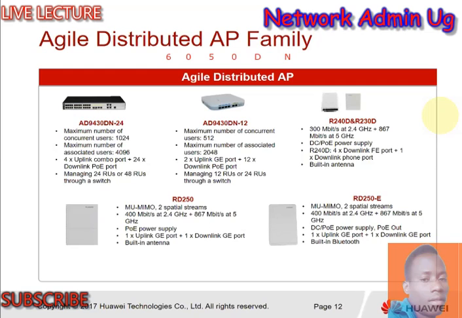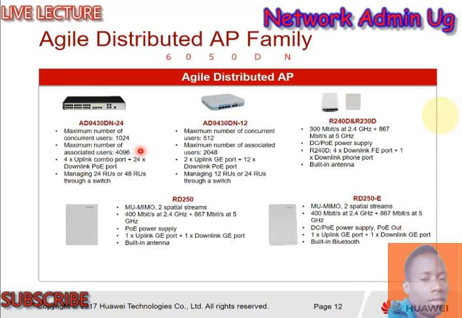which is the agile distributed, that's why for them you see the AD, not AP. It is the AD, which means Agile Distributed Access Point, having a minimum number of users to support, but it can support up to 500 users. The master of all these Agile Distributed access points is the AD9430-DN-24 version, which supports up to 1,000 users concurrently accessing the network.